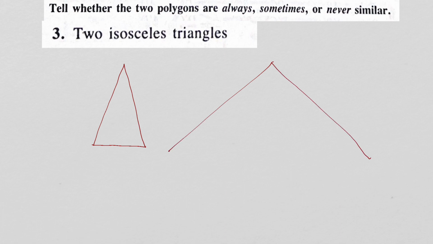Two isosceles triangles, again, is sometimes, because you could draw one isosceles triangle like this, and you could draw another like this. These are obviously not similar, but they're both isosceles. So this is just sometimes.